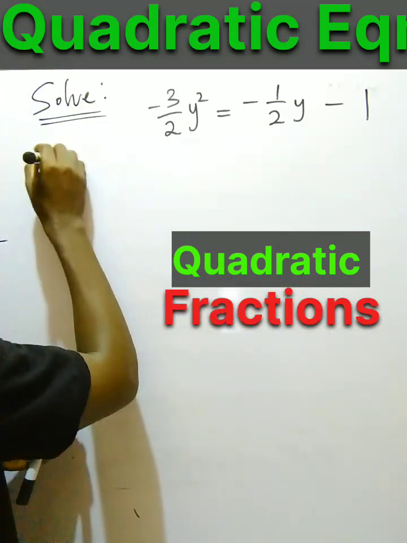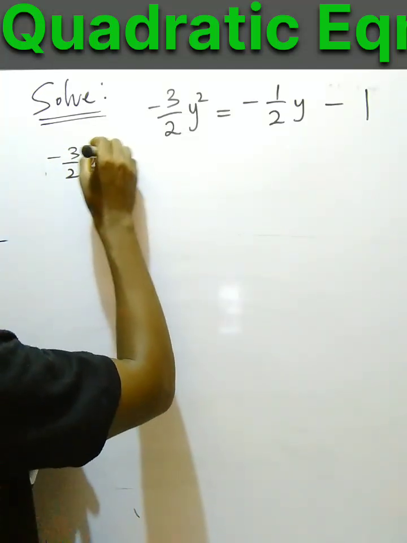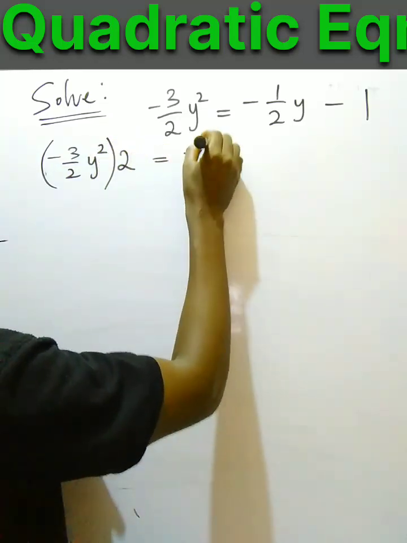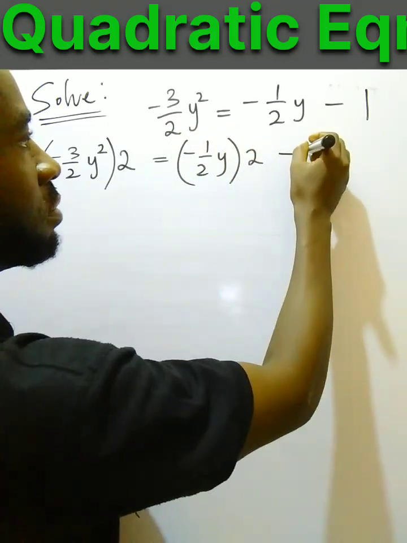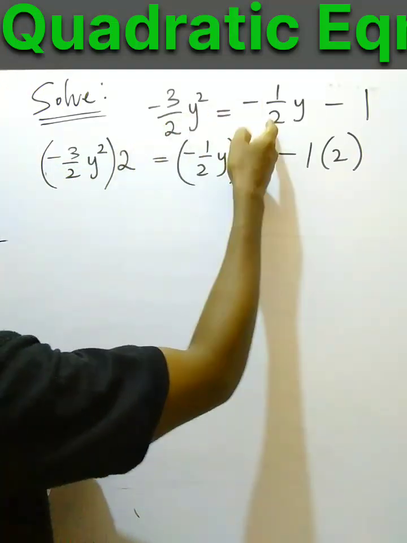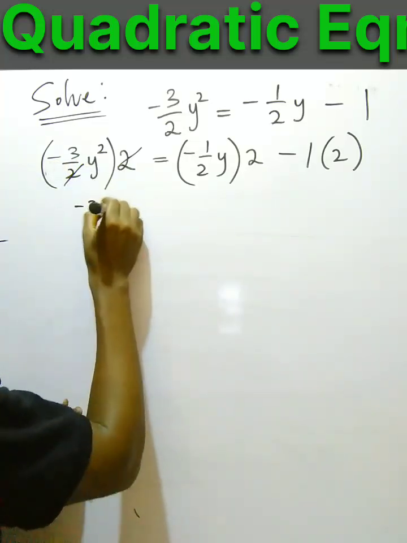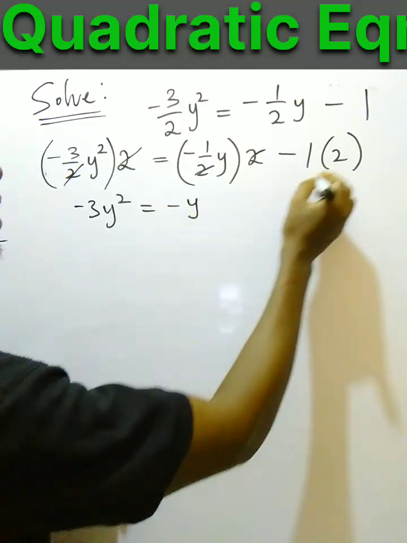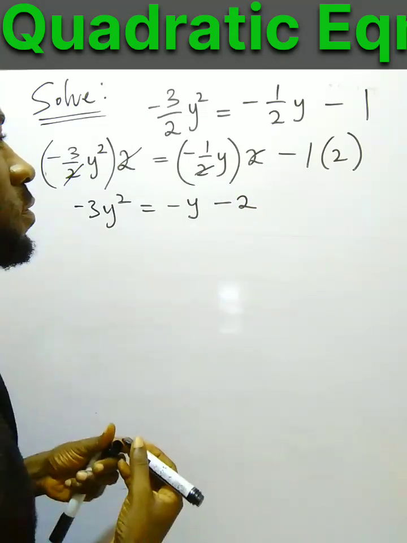So we're going to have minus 3 over 2y squared. We're going to multiply this by 2. Minus 1 over 2y, also going to multiply this by 2. Then minus 1, I'm also going to multiply it by 2. So I've used 2 to multiply each of them. So these 2 will cancel out these 2, so that I'm left with minus 3y squared. These 2 will cancel out these 2, I'm left with minus y. And then 1 times 2 will give me 2.